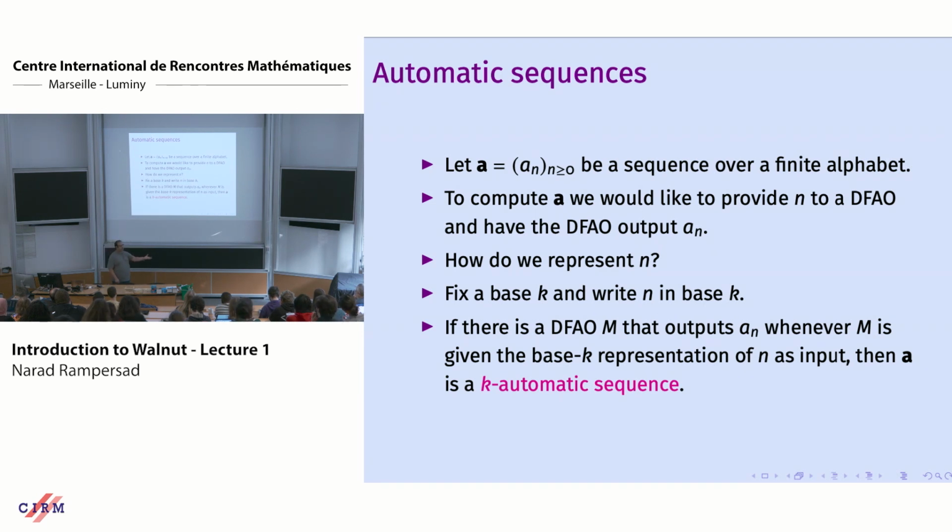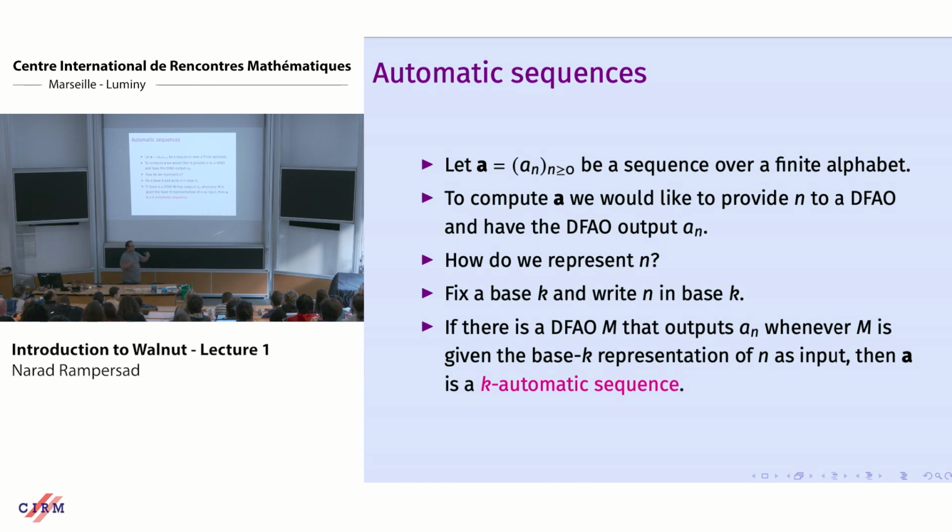So how do I provide the integer n to the machine? Well, I write it in some base. I write it in base k. I feed the base k representation of n into my automaton, and then wherever it ends up, it outputs something, and that is the value a_n, the nth term of the sequence. Also in base k.